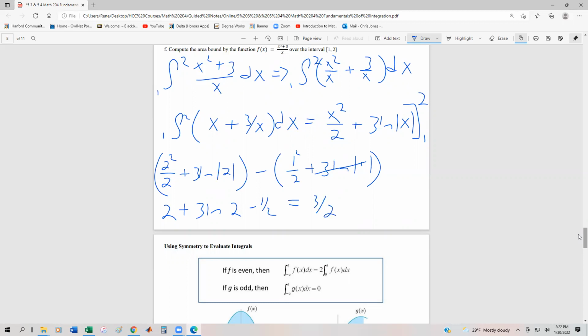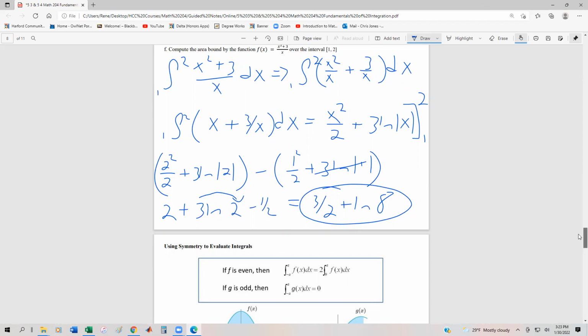2 minus a half is 3/2. And if we wanted to, we can employ that rule of logarithms where we can move the 3 as the exponent. So this could be written as ln of 2 cubed or ln of 8. So be careful when you're writing your answers. Sometimes MyMathLab might want it in a more simplified form, and that's how you would try to simplify that. Okay, so that's how we go through and try to evaluate these definite integrals.